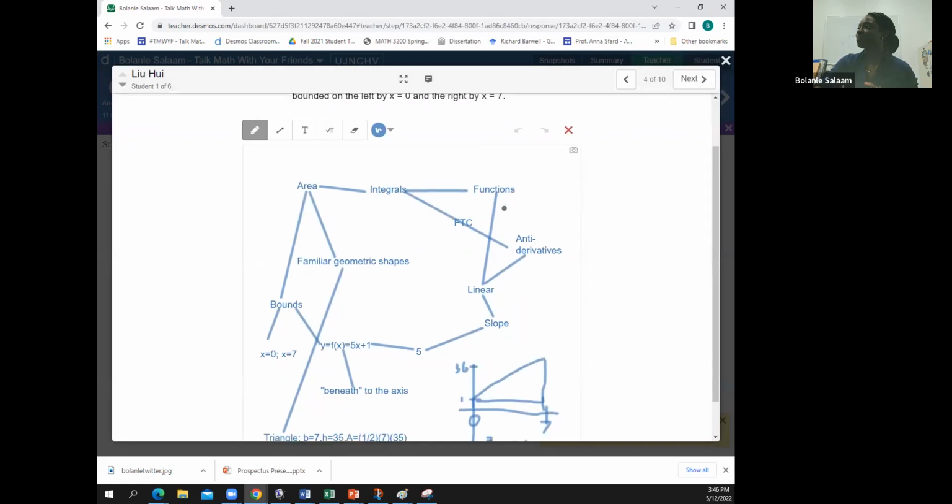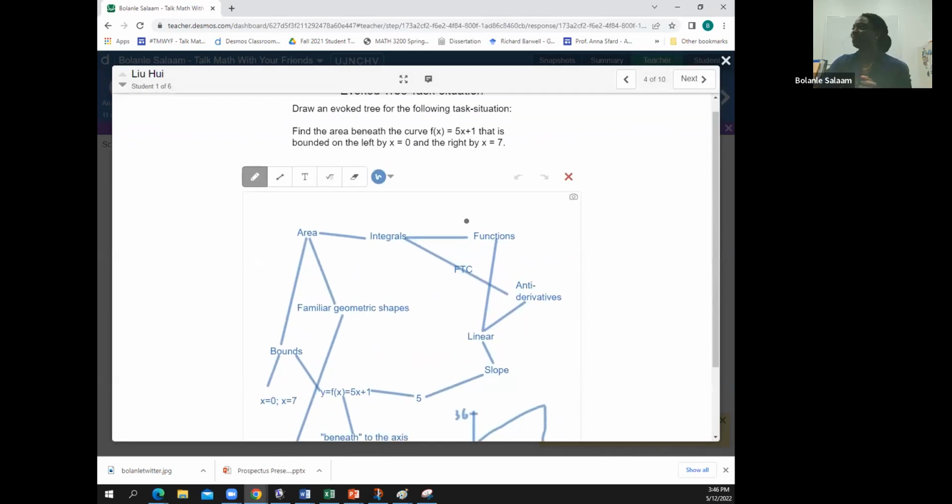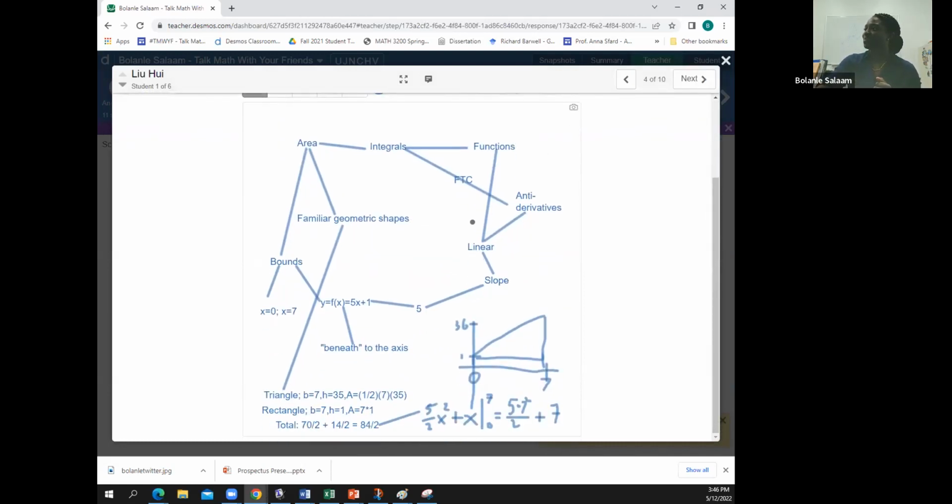Okay. So this is, I believe, Louis Hugh. Okay, so it looks like they have area at the top. Area connected to integrals, integrals being connected to functions. Integrals, FTC, I believe, again, I have to step into the discourse here. That's standing for fundamental theorem of calculus. Okay, and then that's branching over into antiderivatives. Functions, antiderivatives, combining those to say linear, looking at slope.